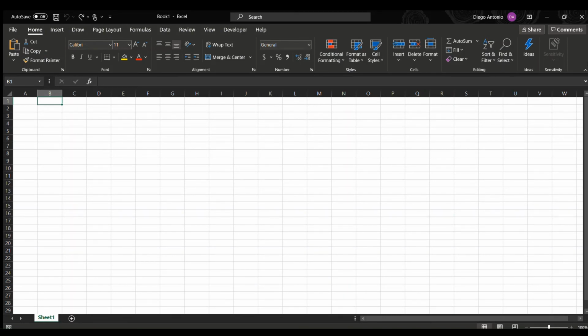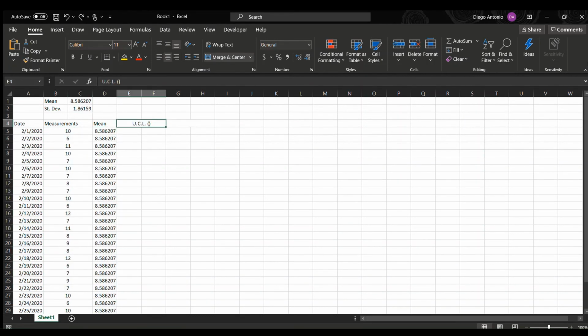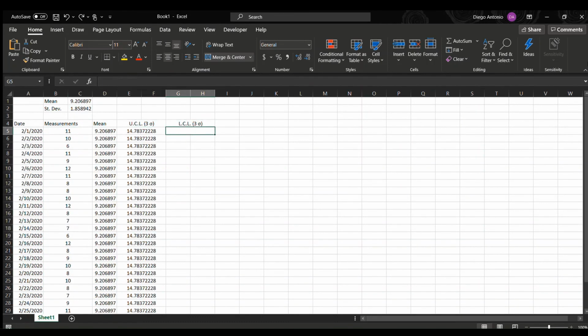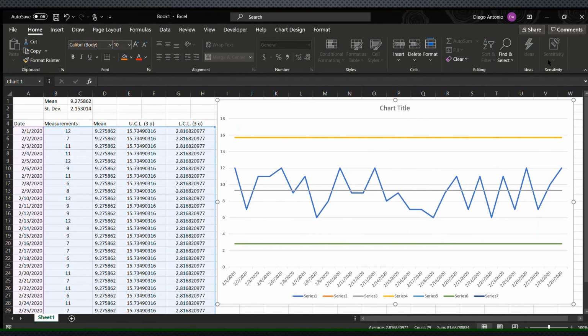This is a quick video of me making my own P chart. Not much to it. Dates and certain measurements within those dates. The means, of course, being consistent with all the measurements, and the upper control and lower control limits being calculated. And this is the resulting example P chart.